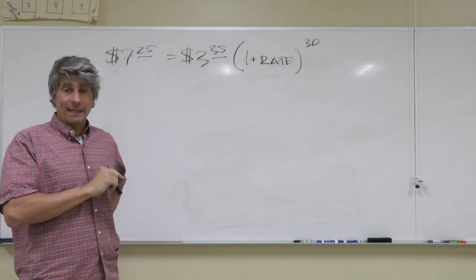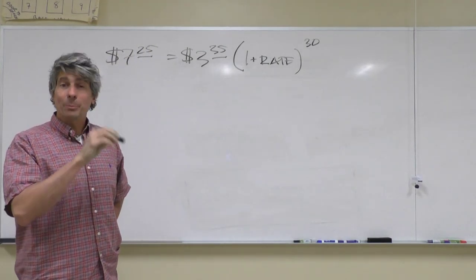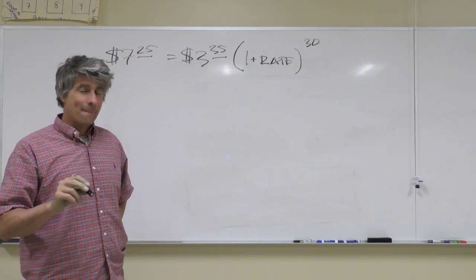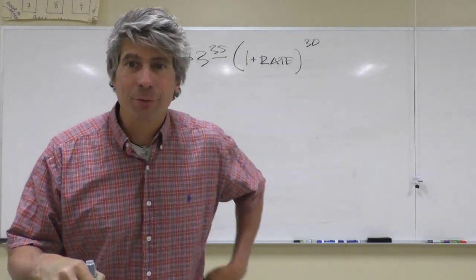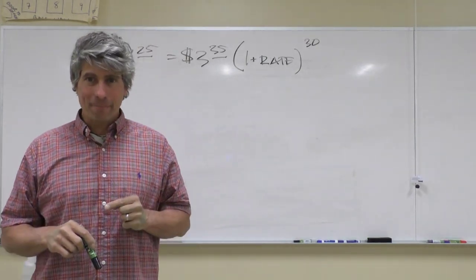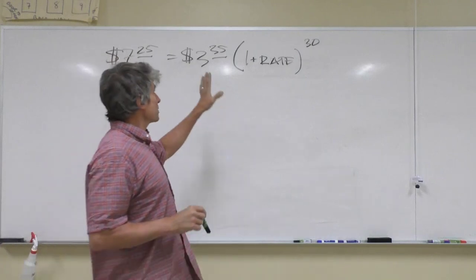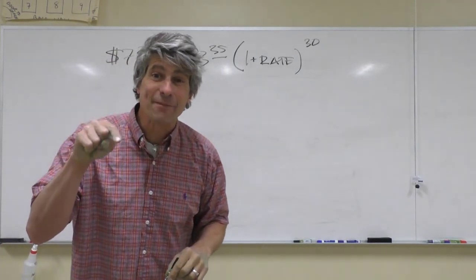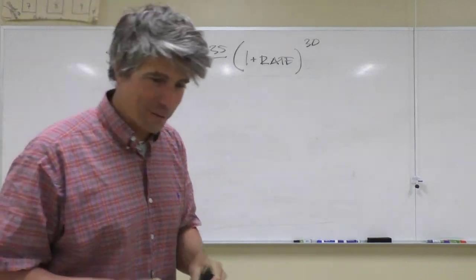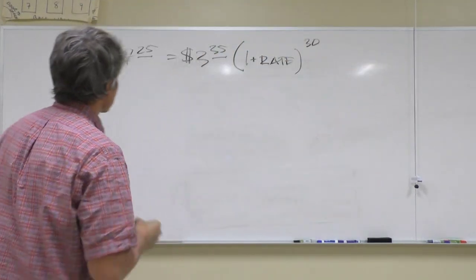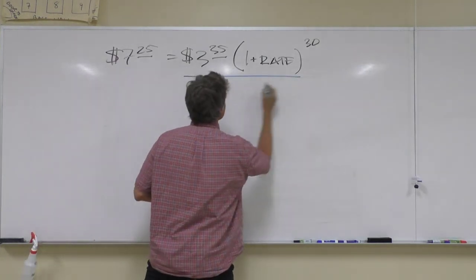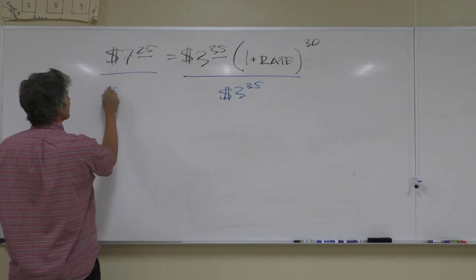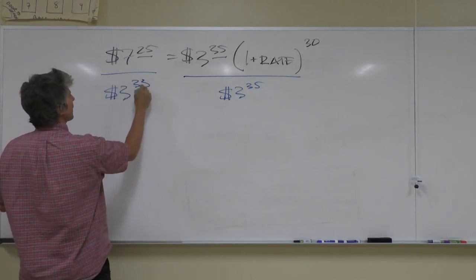The last step we did was to multiply by $3.35. That means the first thing we have to do now is the opposite of that. If the last thing we did was multiply by $3.35, the first thing we're going to do now is divide by $3.35. So I'm going to do this in blue. I'm going to divide this side by $3.35, and I'm also going to divide this side by $3.35.